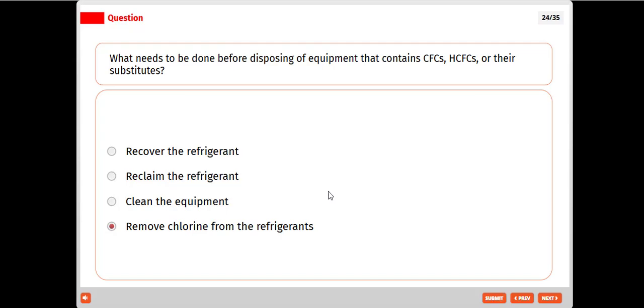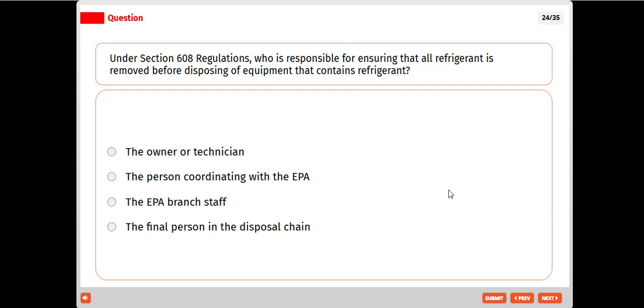Okay, before disposing. Under Section 608 regulation, who is responsible for ensuring that all refrigerant is removed before disposing of equipment that contains refrigerant? The owner or technician, the person coordinating with EPA, EPA branch staff, the person in the disposing chain.